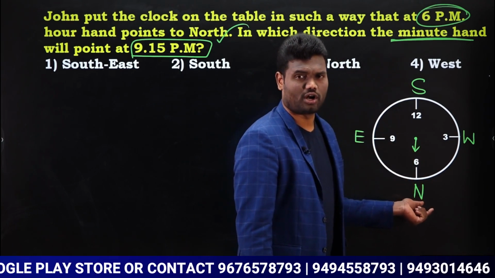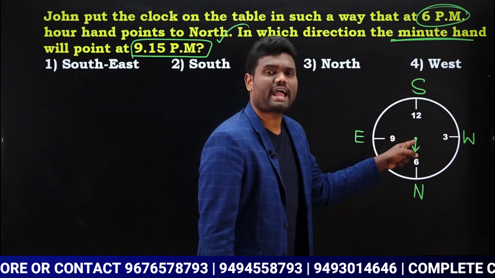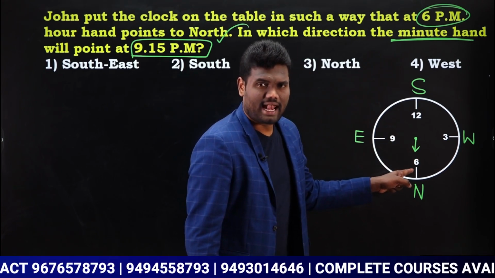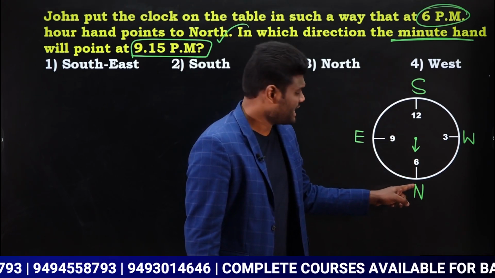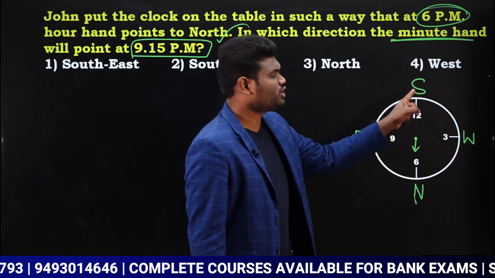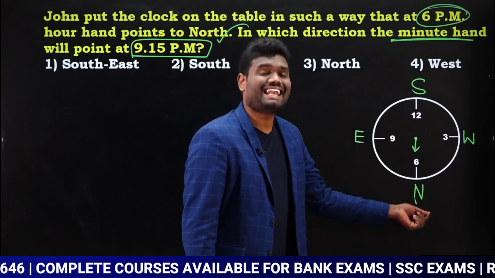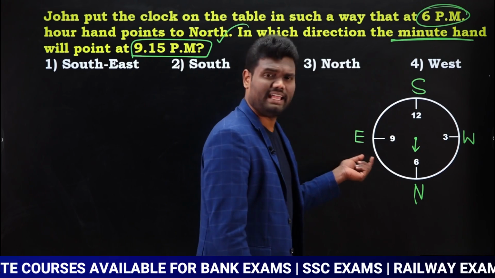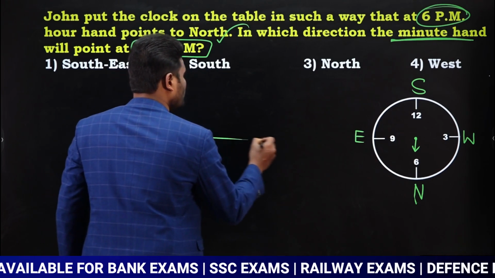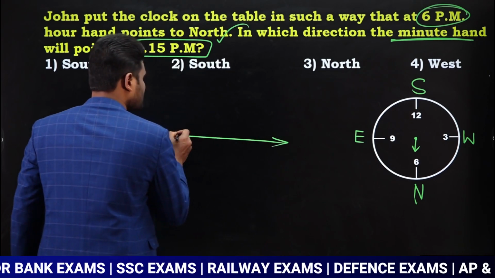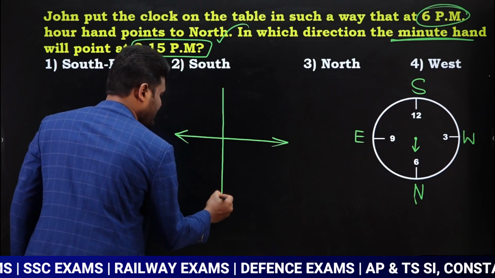Now what I have done is, in the question it is clearly said at 6 o'clock, hour hand is facing towards north. 6 o'clock means hour hand should face towards 6. Now this is nothing but north it seems. If this is north, opposite to north is south. North 90 degrees clockwise is nothing but east. Yes or no? Already you know the directions.